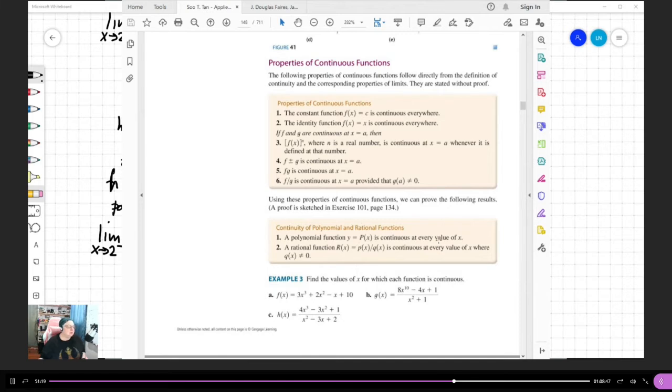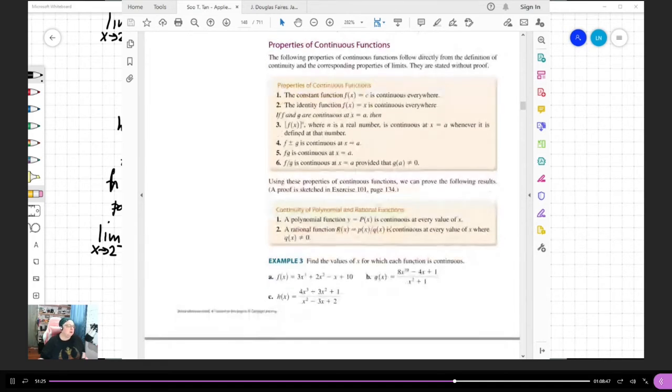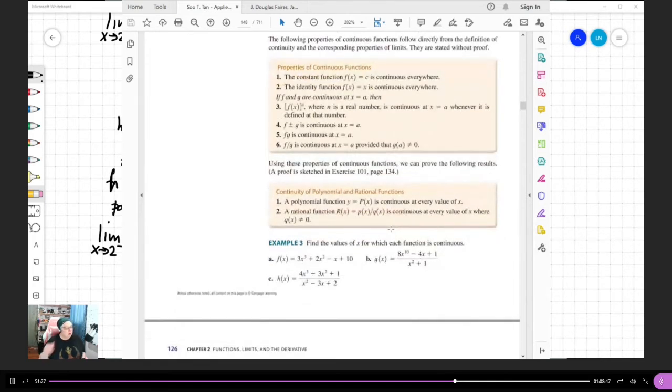Polynomial functions are continuous everywhere. Rational functions are continuous everywhere except where the denominator is 0. So if you look at the 3 functions right down here at the bottom, f is a polynomial. Find values of x for which each function is continuous. So f is a polynomial, so it is going to be continuous everywhere.